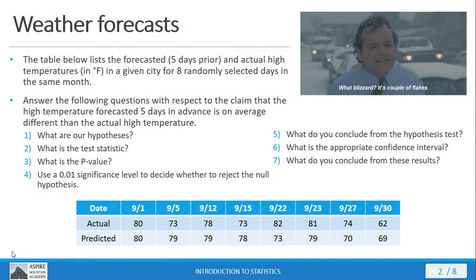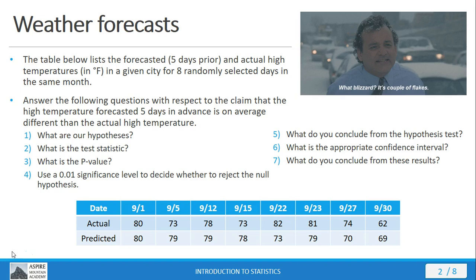To start off, we're going to be looking at an example that involves weather forecast data. We've got 8 randomly selected days in September, and for those same days, we're going to be looking at the actual high temperature and then the predicted high temperature that was made 5 days in advance. So we've got a paired data set here.